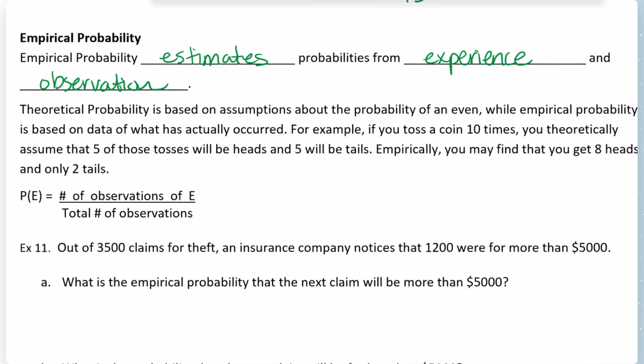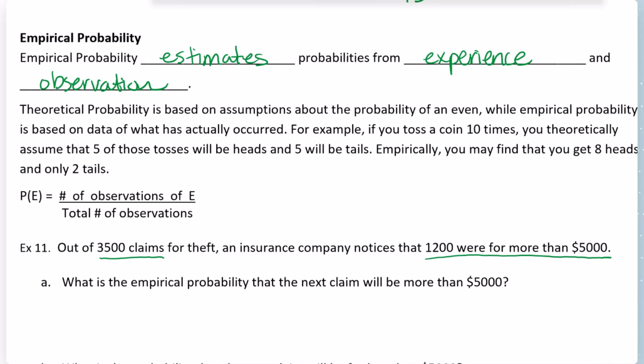So for example, as we get into example 11, we're going to look at 3,500 claims of an insurance company. 1,200 were for more than 5,000. So we're going to look at this idea of splitting up some claims and how much they were worth. And this would vary depending on which group of claims you were looking at. So this is called empirical probability because it may change based on the previous data that we are looking at for the problem. In this case, we have 3,500 claims for theft.